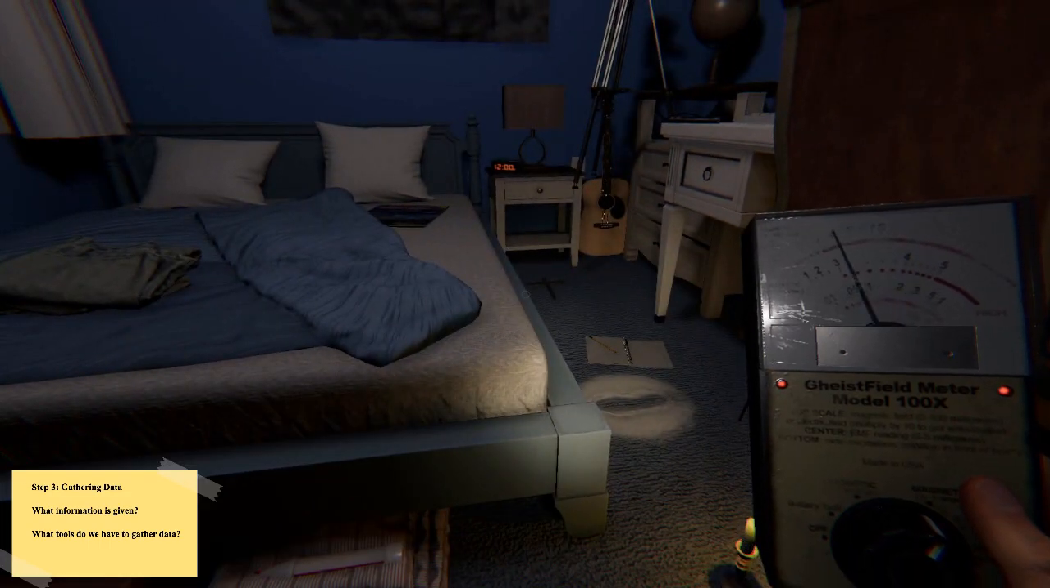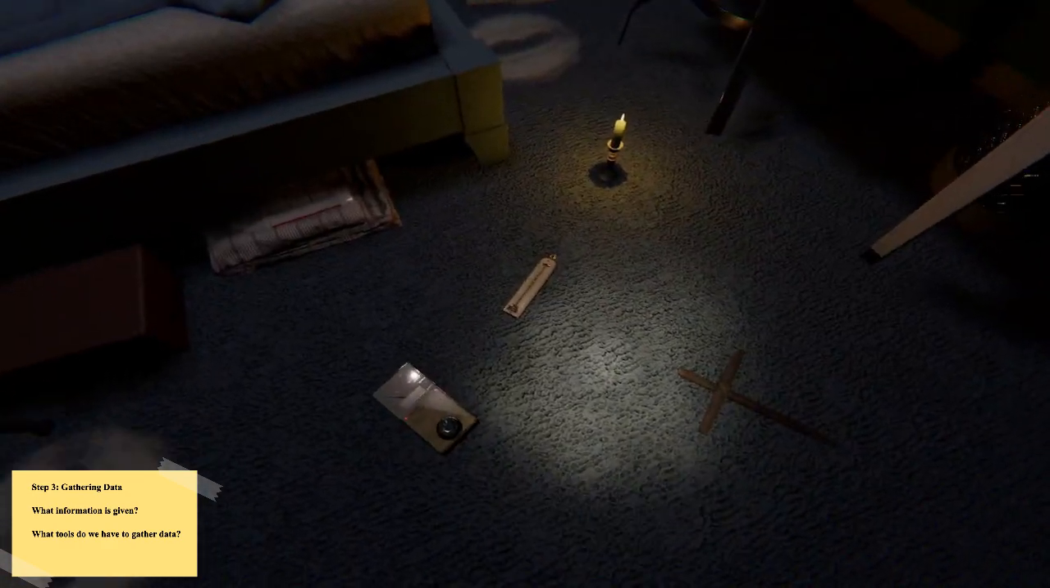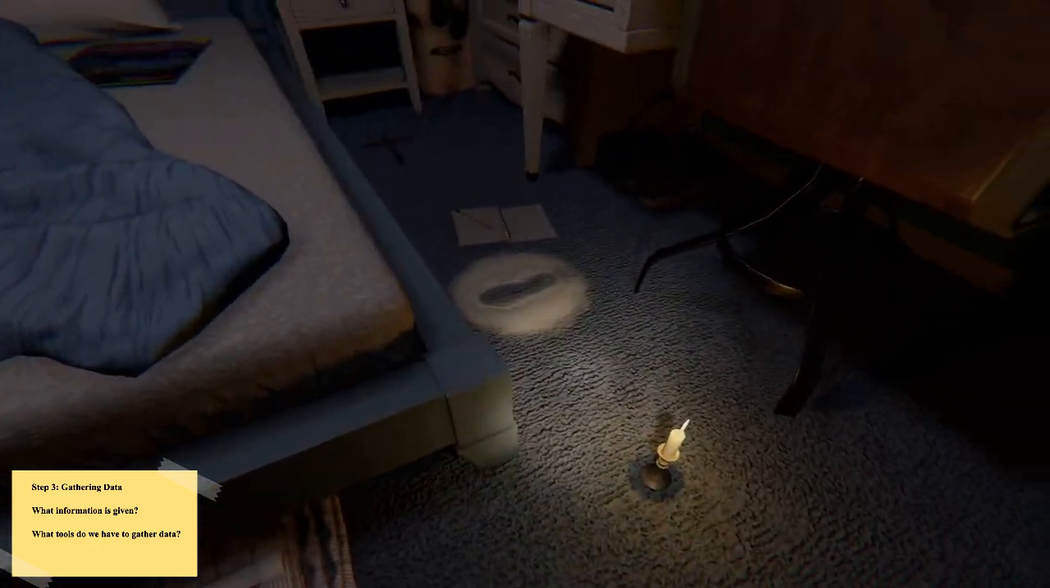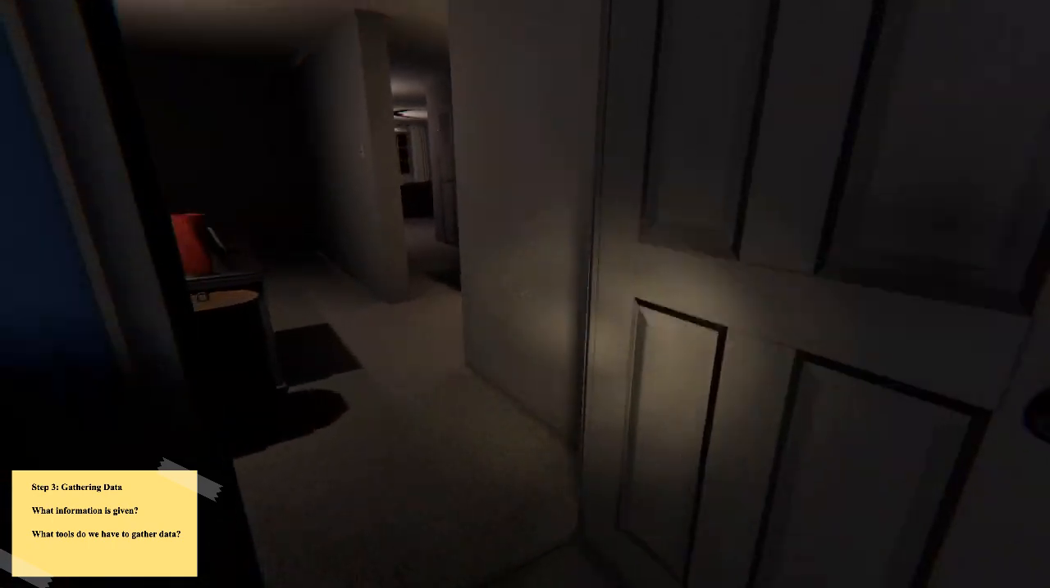What is our EMF doing? Oh, it's so close to... Oh, there we go. We hit an EMF of 5. So now we have 2. So let's look at the temperature. Still not freezing. Okay. Nothing in the ghost book. Okay.